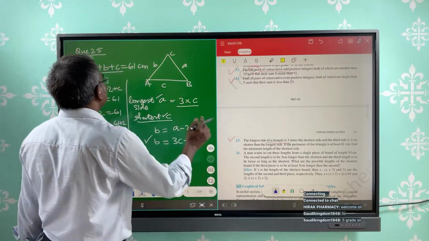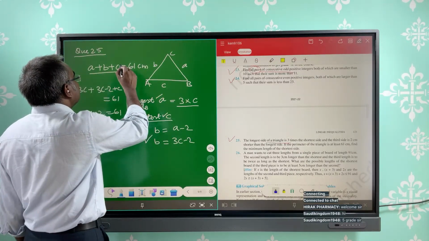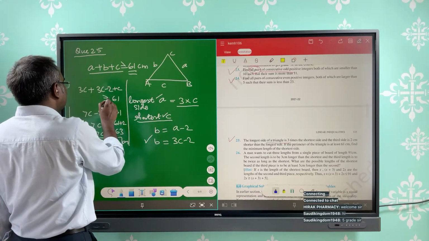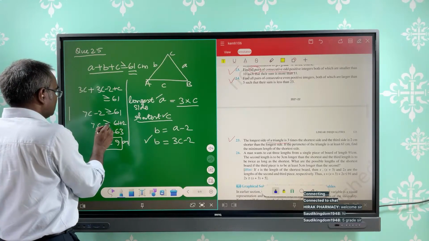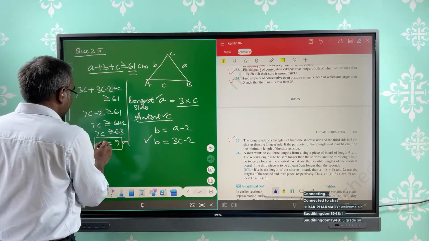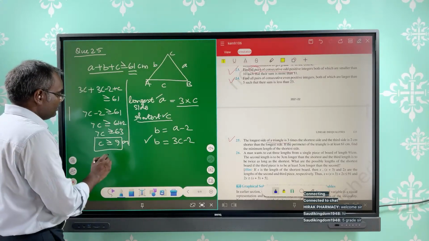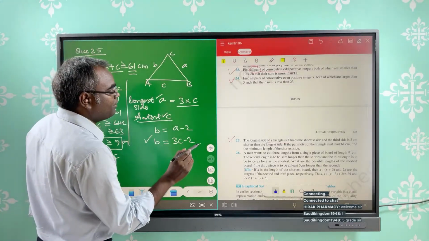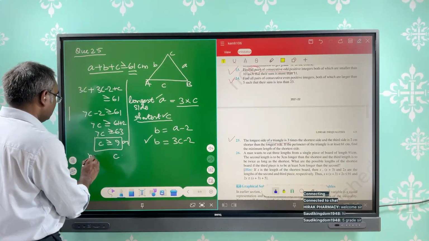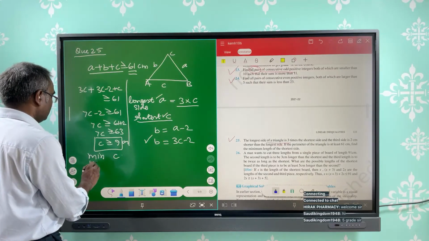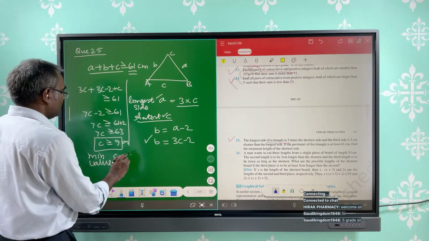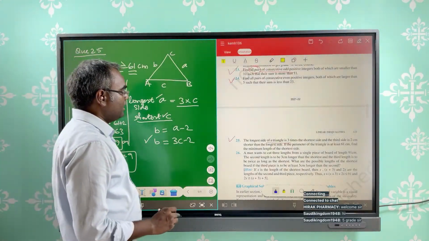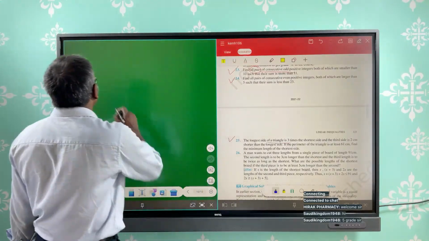If the perimeter at least 61, so here there is a change, I think. At least means should be greater than or equals to. So here is the sign greater than. So there was some little correction. So C would be more than or equals to 9. तो C का साइड जो है एटलीस्ट कितना होना चाहिए? मिनिमम लेंथ तो 9 होना चाहिए. सो मिनिमम वैल्यू ऑफ C is equal to 9. Right? That is C should be greater than or equal to 9 centimeter. Right? So now next question 26.